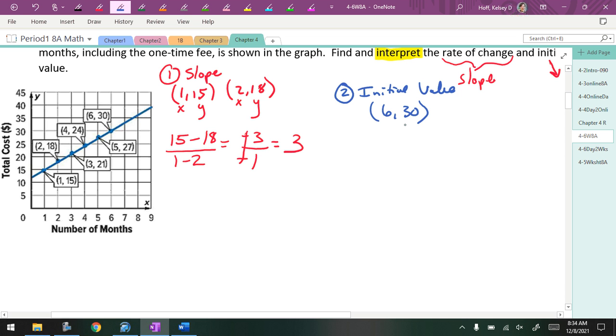And what slope did we just calculate? 3, right? Now we're going to use that equation we have up top. y minus y1 equals m times x minus x1. You guys are really good at filling this in.